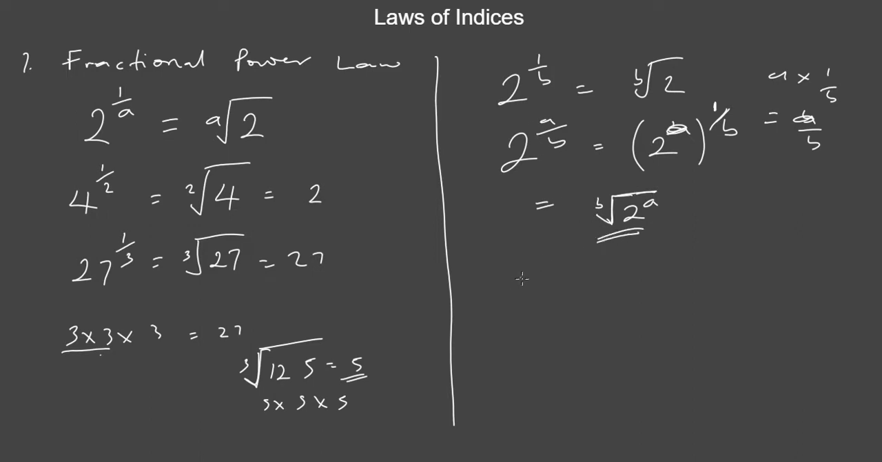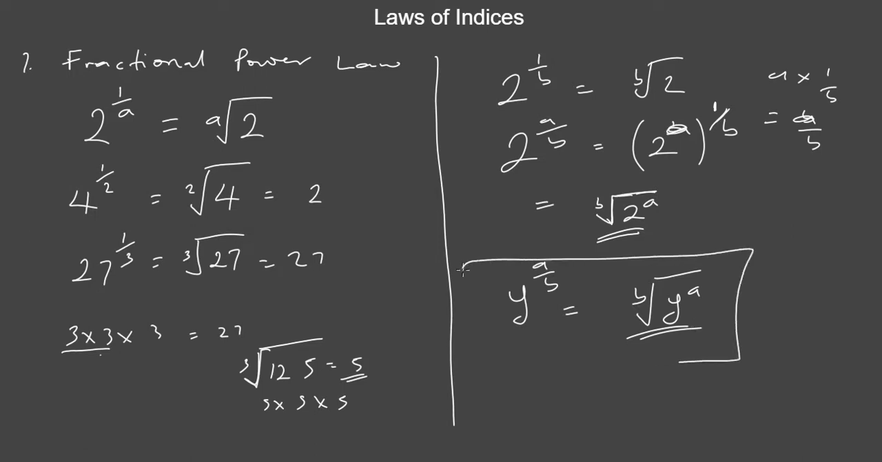So if I have something like y raised to the power of a over b, you write it as the bth root of y raised to the power of a. So this is how you represent it. So this is a general form of this fractional power law. This is a general form.